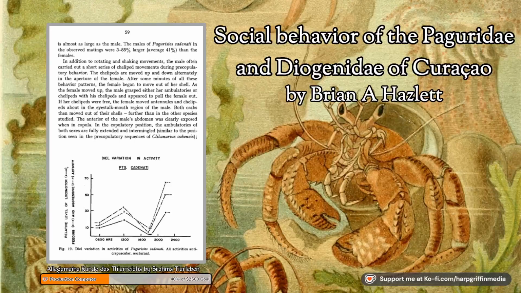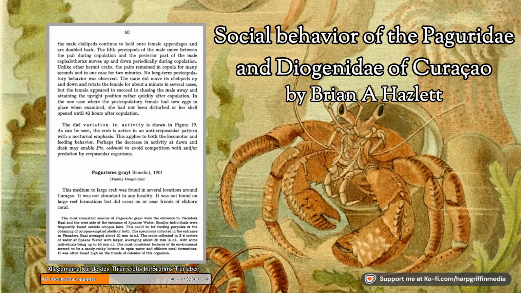Both crabs then moved out of their shells, further than in other species studied. The anterior of the male's abdomen was clearly exposed when in copula. In the copulatory position, the ambulatories of both sexes are fully extended and intermingled, similar to the position seen in the pre-copulatory sequences of Clibanarius cubensis. The male chelipeds continue to hold onto female appendages and are doubled back. The 5th periopods of the male move between the pair during copulation, and the posterior part of the male cephalothorax moves up and down periodically during copulation.